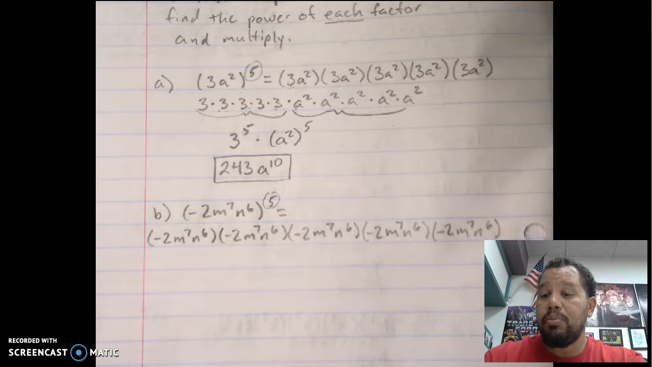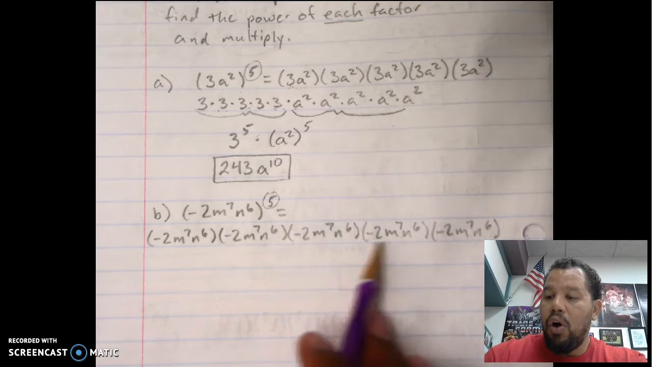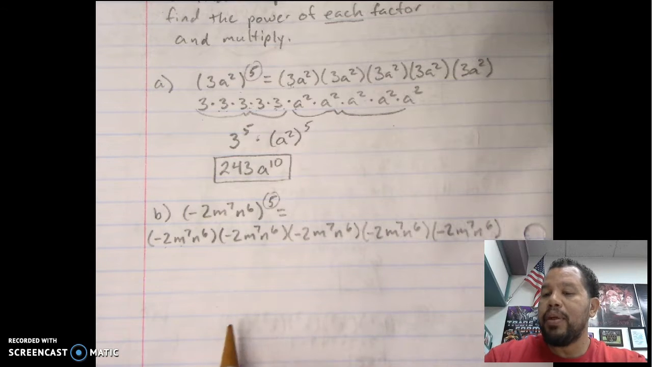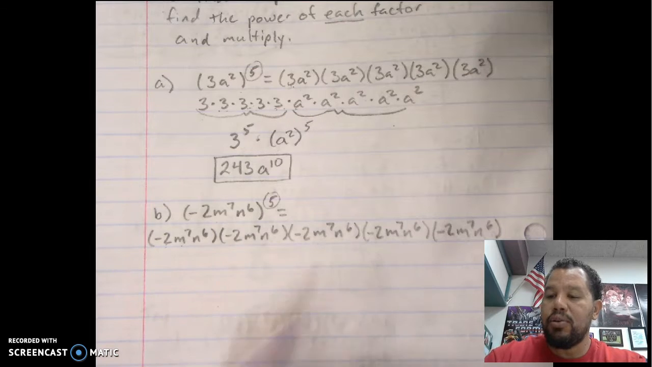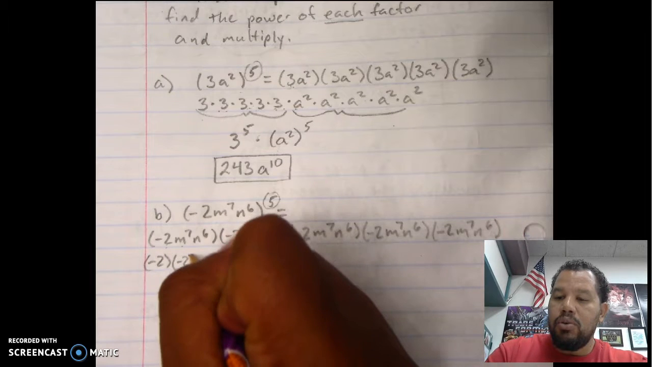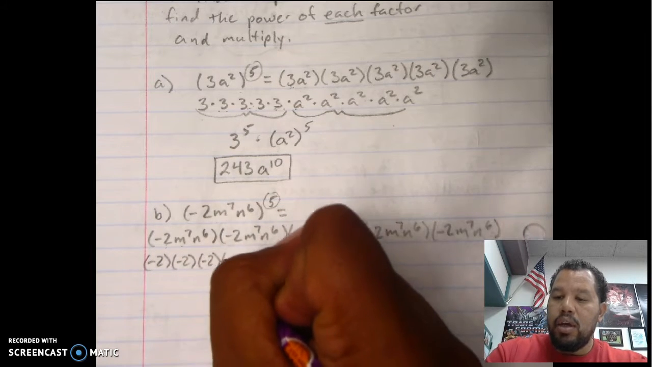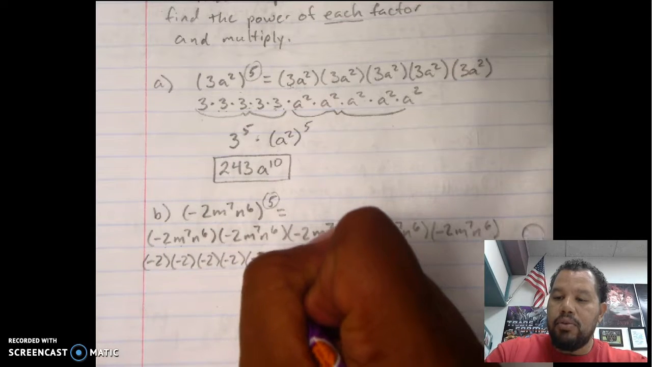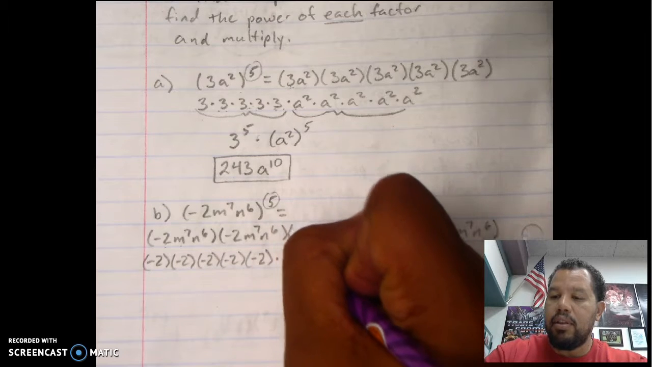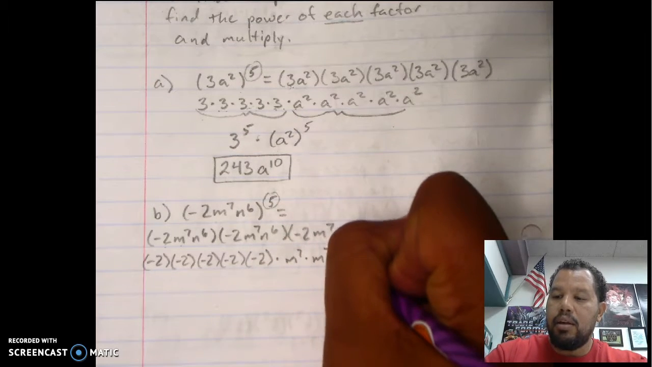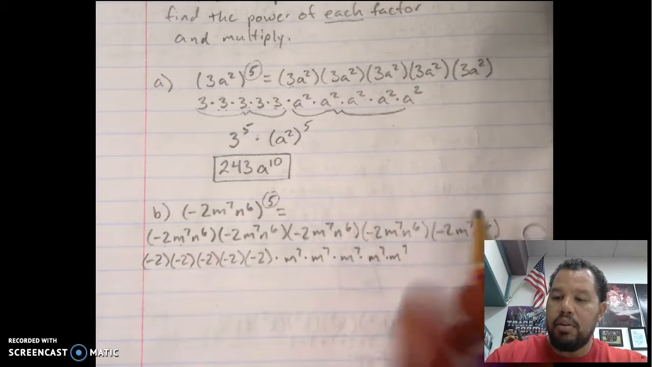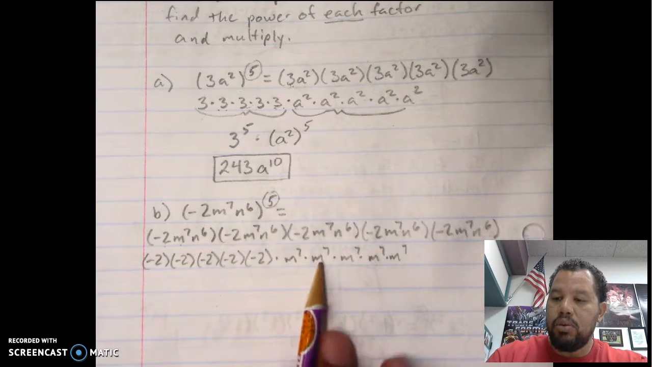Just like the previous example, since I have all these different factors, I have a negative 2, I have an m and an n, I'm going to go ahead and group them together with their like terms. So the negative 2s I'm going to get together: negative 2 times negative 2 times negative 2 times negative 2 times negative 2 right there. Next, I'm going to have the m. So I'm going to have m to the 7th times m to the 7th times m to the 7th times m to the 7th times m to the 7th. So there's 5 of those, 1, 2, 3, 4, 5.